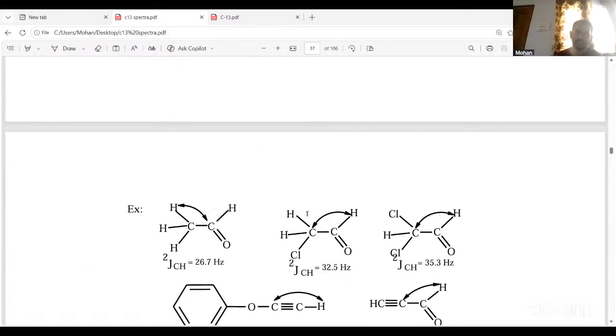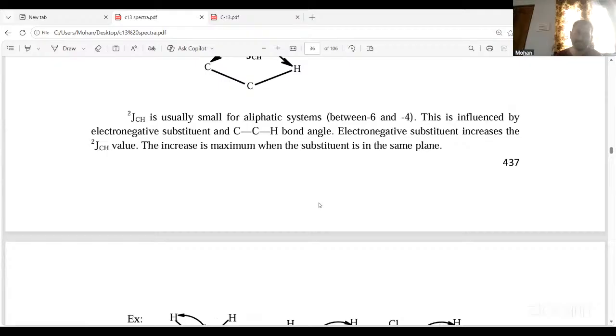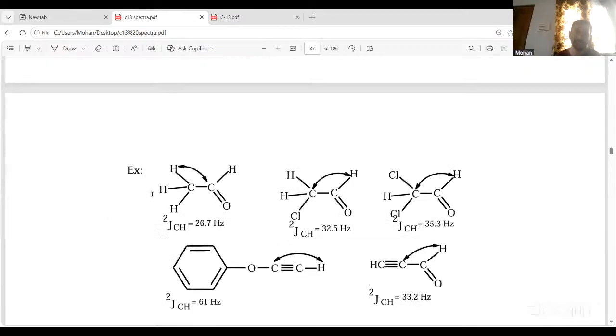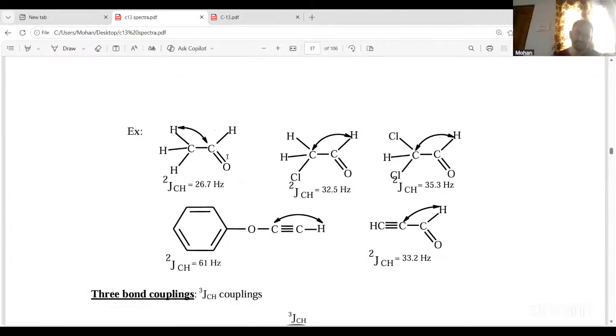here also. And we think upon substitution of an electronegative atom on that particular carbon, the J value is going to increase, right? The J value is going to increase here. So here the electronegative substitution increases the J value. We can see this with this example here, this particular acetaldehyde.